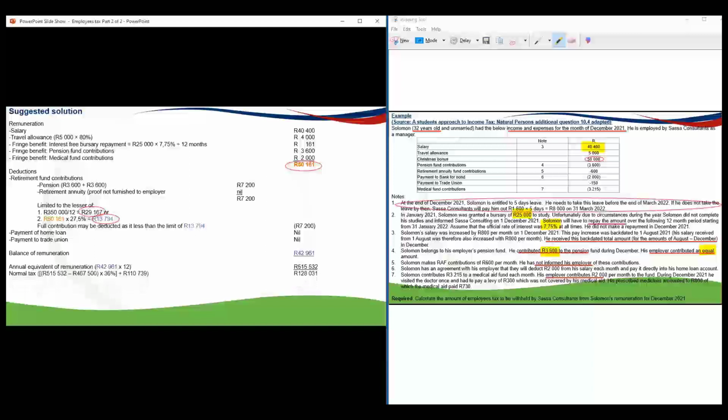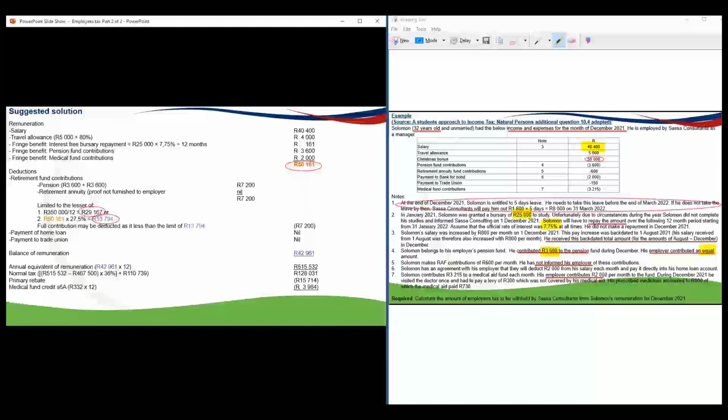The normal tax on this amount then, using the 2022 year of assessment tax tables, is 128,031 rands. The primary rebate is 15,714. Remember, the taxpayer is 32 years old, therefore they qualify for the primary rebate alone, right?